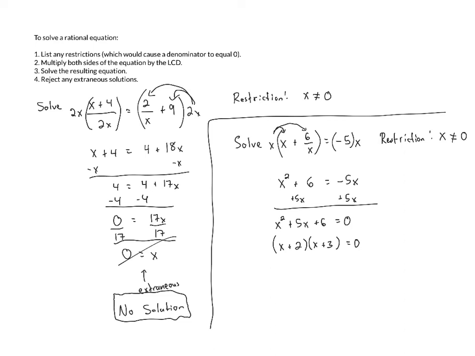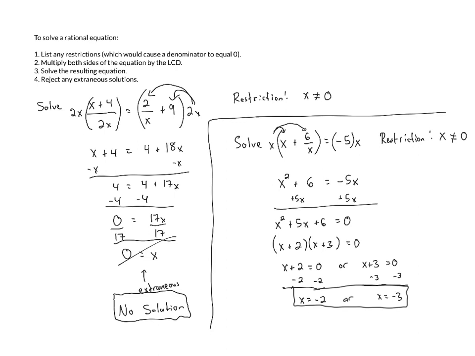And now we can use the zero factor property and set each of those factors equal to 0. So x + 2 = 0, or x + 3 = 0. And then finally, to get x alone, we subtract 2 on both sides, giving us x = -2 for the first one. We subtract 3 from both sides, giving us x = -3. Neither of those are restricted, so both of those are solutions. So we end up with two solutions, x = -2, or x = -3.